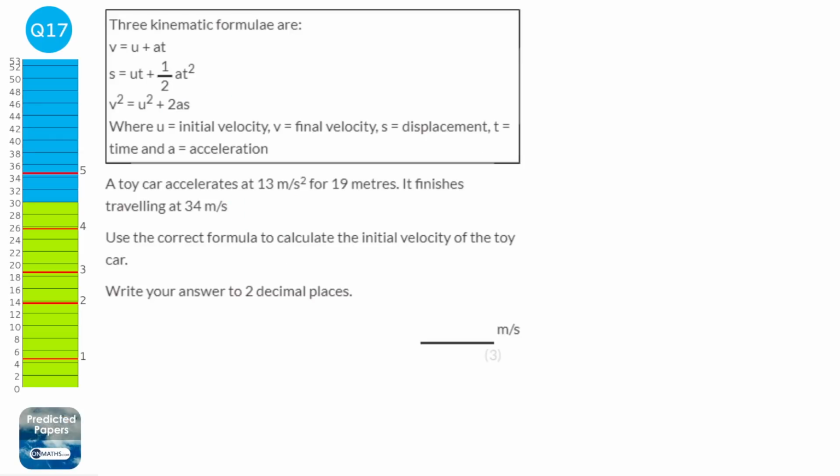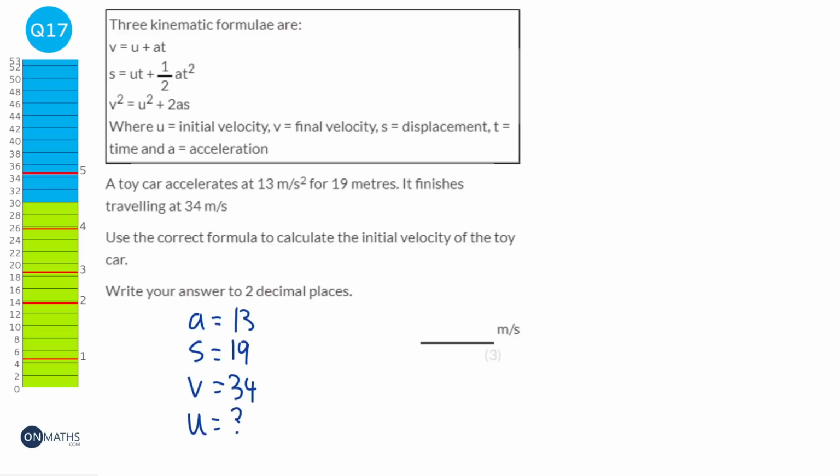So let's look through this question to see what information we're given and what information we're looking for. So we're given the acceleration is 13 meters per second squared. We're also given the distance is 19, and we're also given the end velocity, which is v, is 34. And we're looking for the initial velocity. So which of these formulae include A, S, V, and U? That's got a T in it, that's got a T in it, so it's going to be this one here.